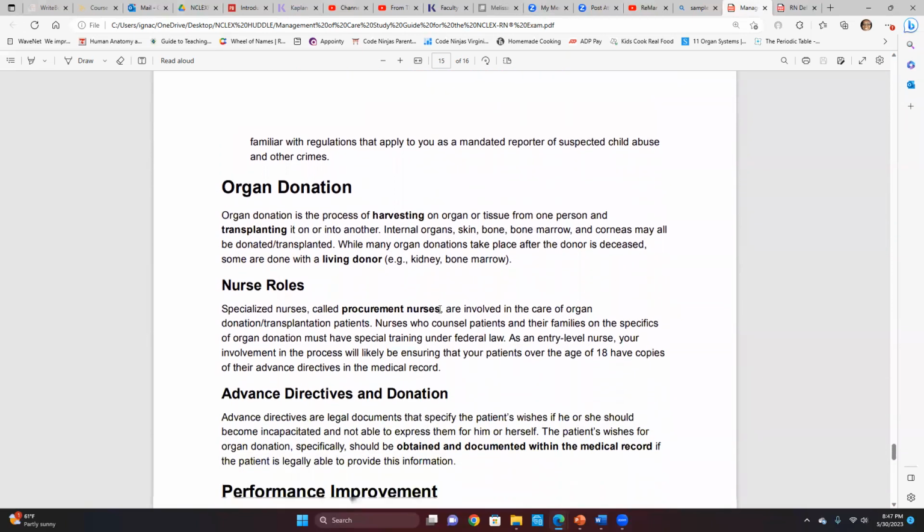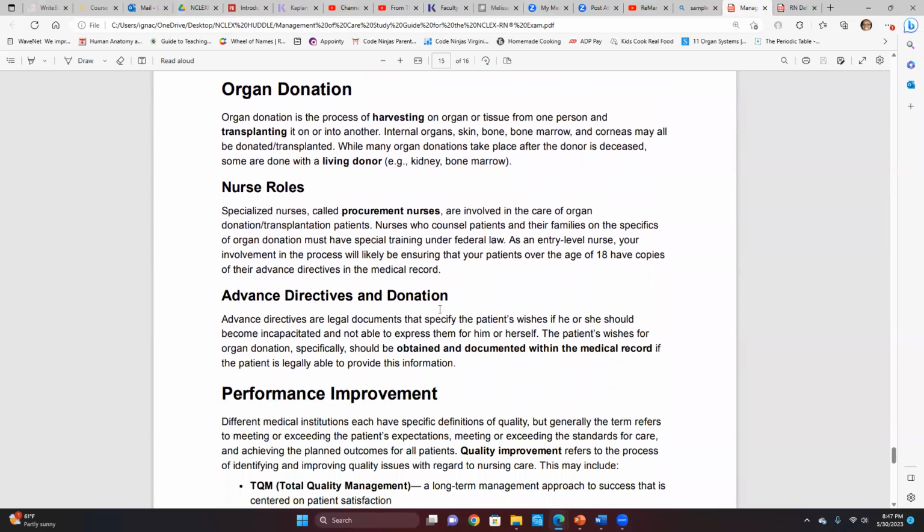Okay, we talked about organ donation. Let's just talk about a living donor for a moment. That's usually like with your kidney patients or your bone marrow. So living donor just means that the patient is still alive. And yes, we can donate a kidney because we have two of them. And you can live technically with one kidney. And what happens is that the remaining kidney will get larger to carry out the needs of the body.